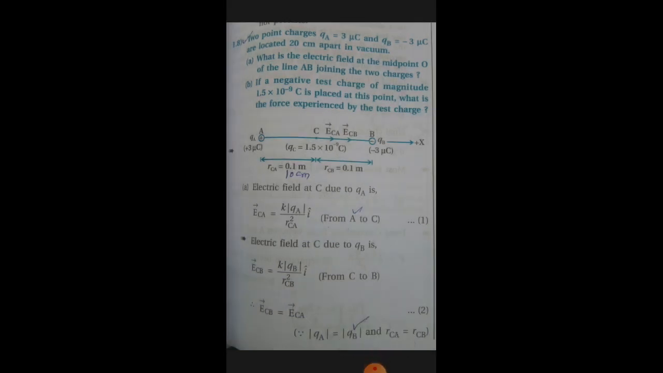Now example 1.8. Two point charges QA equal to 3 mu c and QB equal to minus 3 mu c are located 20 cm apart in vacuum. A part. What is the electric field at the midpoint O of the line AB joining the two charges? Question mark. Now we refer to the figure. We have to draw the figure in the exam. A and B are two charges shown. A is positively charged and B is negatively charged, that is plus 3 and minus 3.